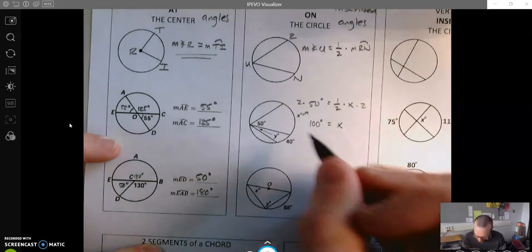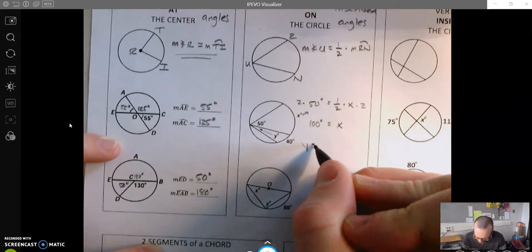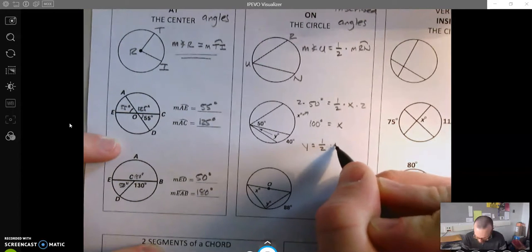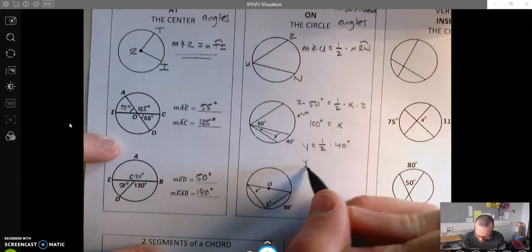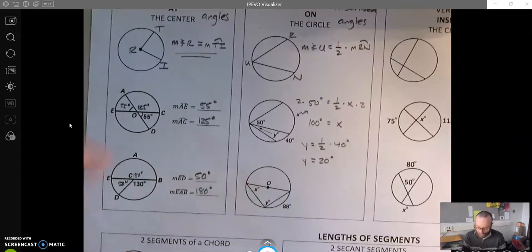Same thing down here, but now it's going to be the angle is half of the arc. And that's an easy multiplication. Half of 40 is 20.